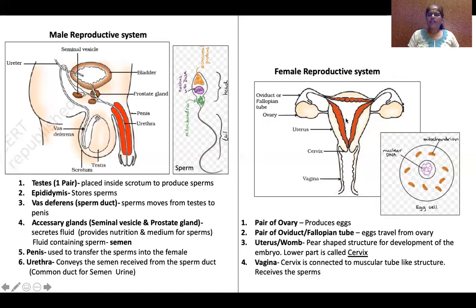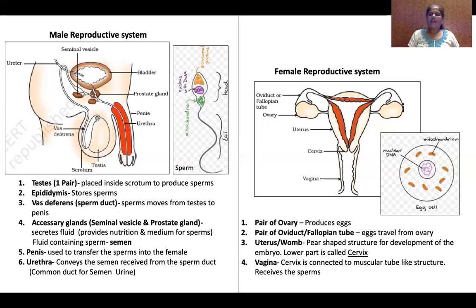What if the dead egg or this waste material of the shed uterus lining stays in the uterus? It is very harmful for the females. So at the end of the 28th day, females after puberty start shedding these in the form of blood. Blood starts oozing out from the vagina for 3 to 5 days.